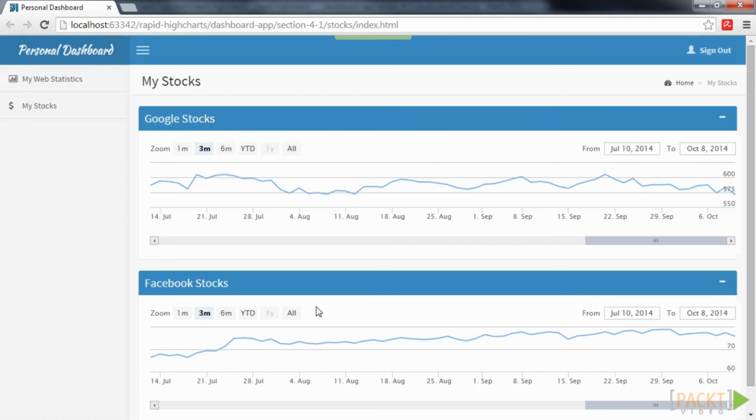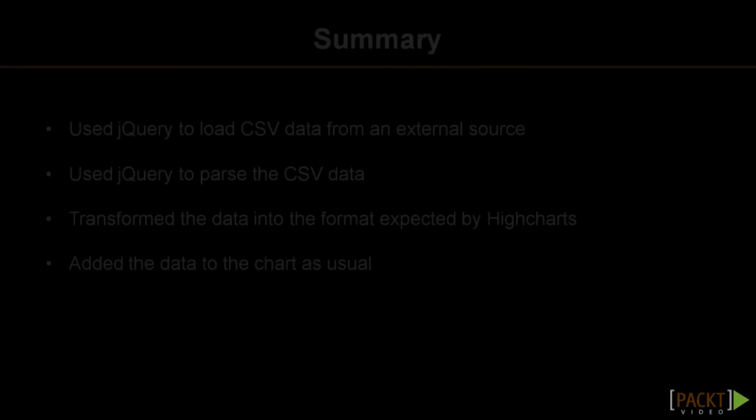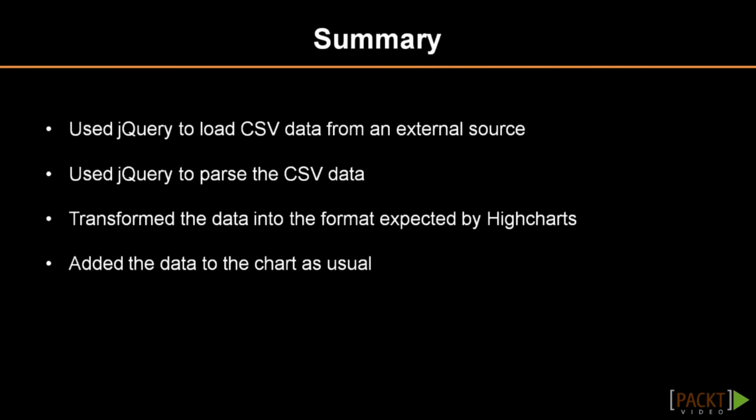As expected, one chart now displays the stock history of Google and the other of Facebook. And that's the result. Let's review what we've done. We use jQuery to load CSV data from an external source and to parse that data. Then we used simple JavaScript to transform the data into a JavaScript array that Highcharts understands. This array we used as an input for our charts.